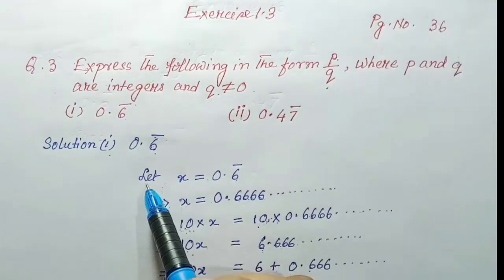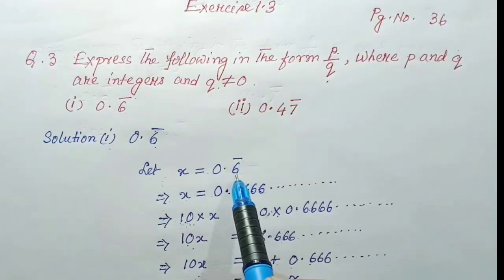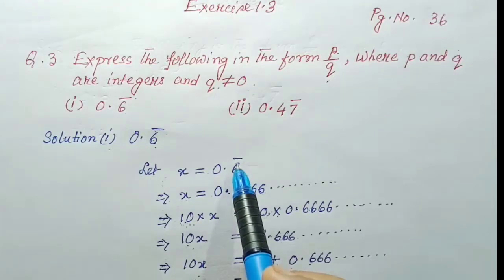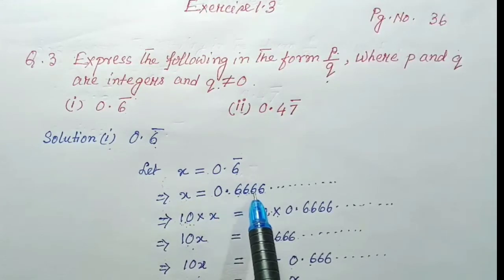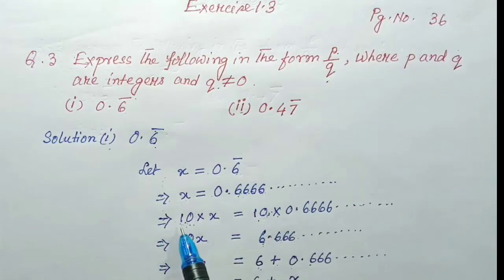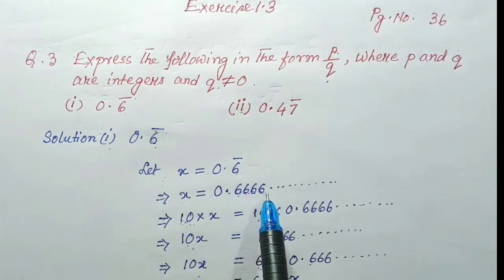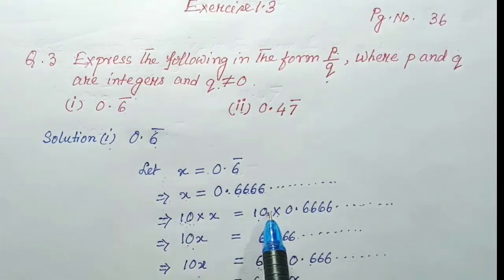So let x equal to 0.6 bar. How many digits are repeated here? Only a single digit is repeated here, and that digit is 6. So x equal to 0.6666 like that. Since a single digit is repeated here, we have to multiply both the left hand side as well as the right hand side by 10.